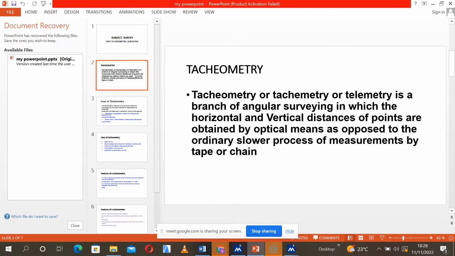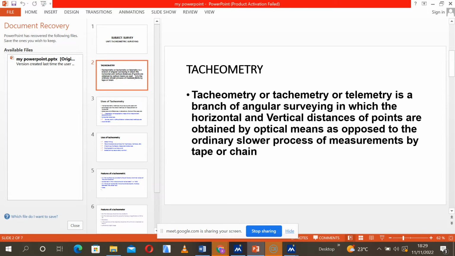Exactly. It is a branch of angular surveying in which the horizontal and vertical distances of points are obtained by optical means as opposed to the ordinary slower process of measurement by tape or chain. As you can see from the definition, tacheometry is used mostly in areas where you cannot use a tape measure, like swamp areas or places which have deep ravines.